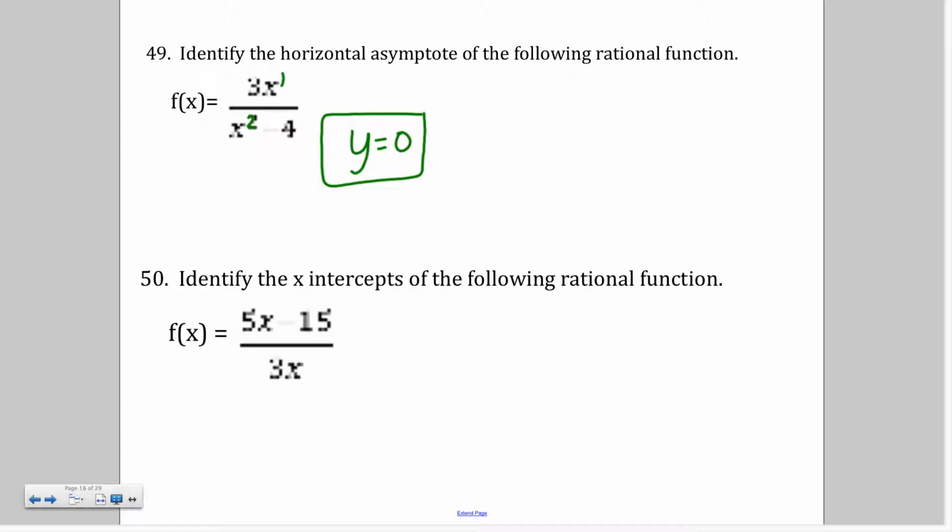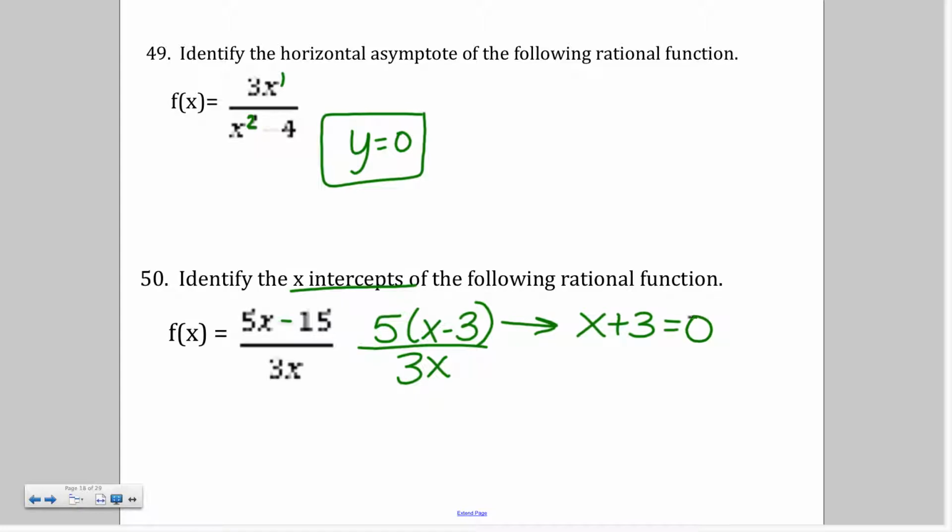All right, identify the x-intercept. So that is going to be 5x minus 15 over 3x. On the top, we can take out a 5, and we're left with x minus 3. And on the bottom, it's 3x. Since we can't cancel anything out, for the x-intercept, we set the numerator equal to 0. So x minus 3 is equal to 0, and that's going to give us x is equal to a positive 3.